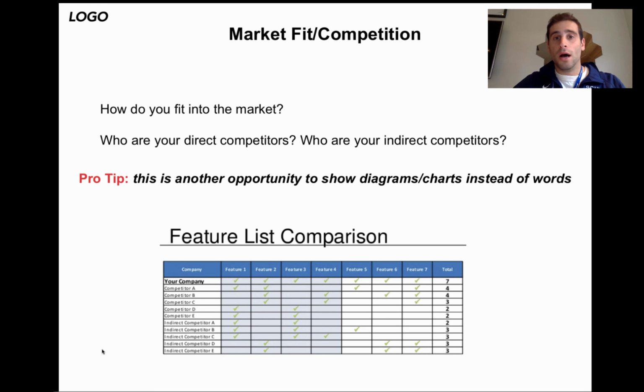You can show a comparison list like we have at the bottom of this slide. Many of you may have approached your competitive analysis in this way. You can show logos of different competitors and explain what each of them do.